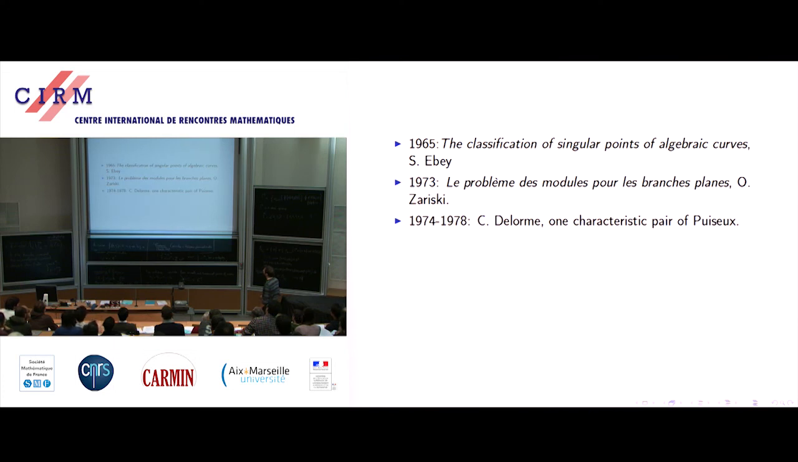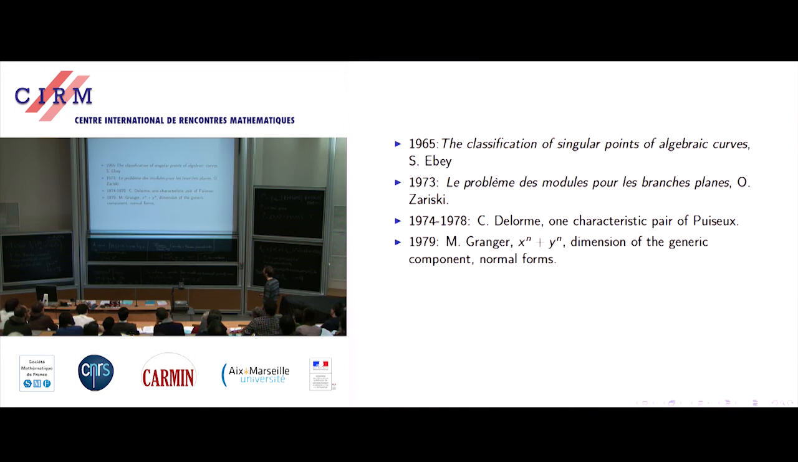Then I should mention a couple of papers published during the period 1974 to 1978 by Delorme, where Delorme proved a couple of things in the case of one characteristic pair of Puiseux. Then after him, Granger in 1979 looked, with a quite different approach, at an example of a reducible curve, this one, x to the power n plus y to the power n.